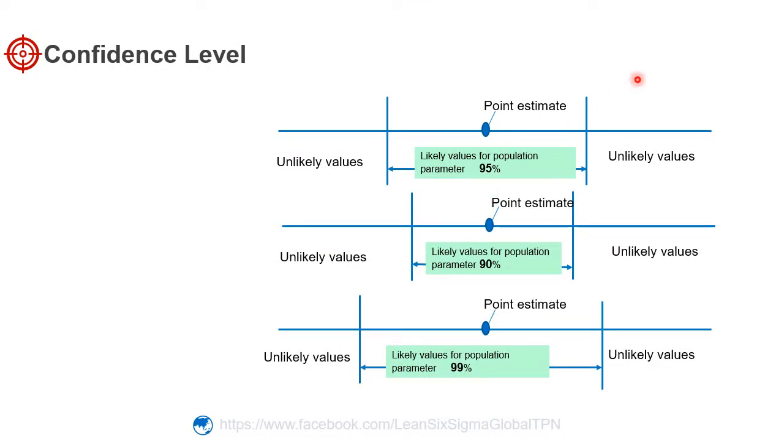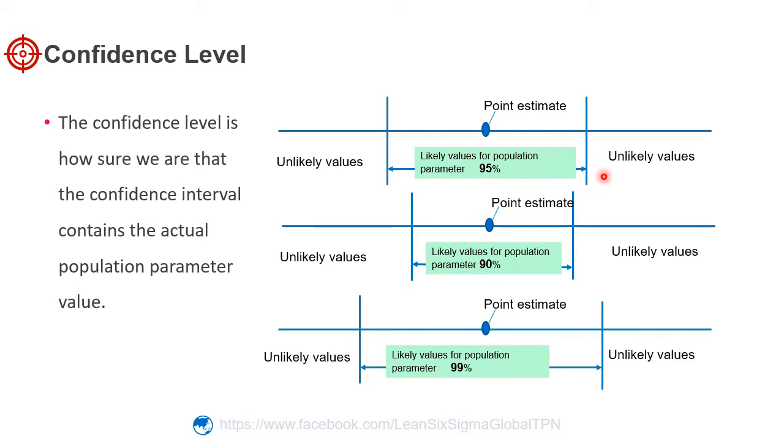There's always a chance that the confidence interval won't contain the true population mean. When we use confidence intervals, we must decide how sure we need to be that the confidence interval contains the actual population parameter value. We quantify how sure we need to be with a value called the confidence level. The most common confidence level is 95%. The higher the confidence level, the wider our confidence interval. Other common levels are 90% and 99%.